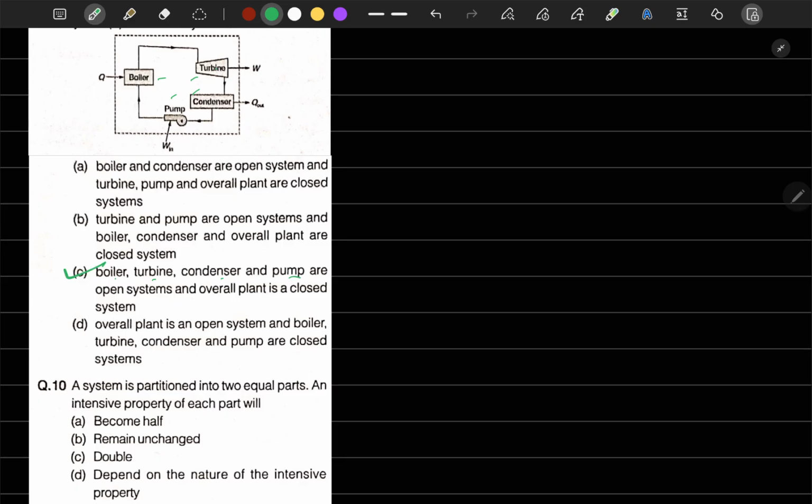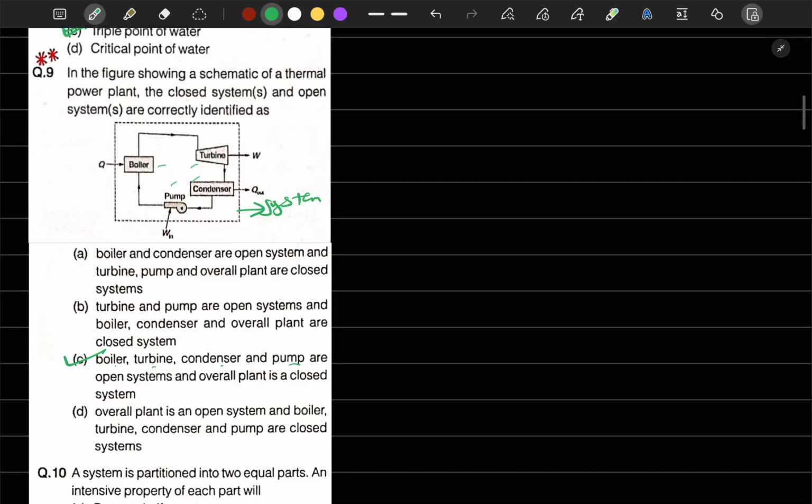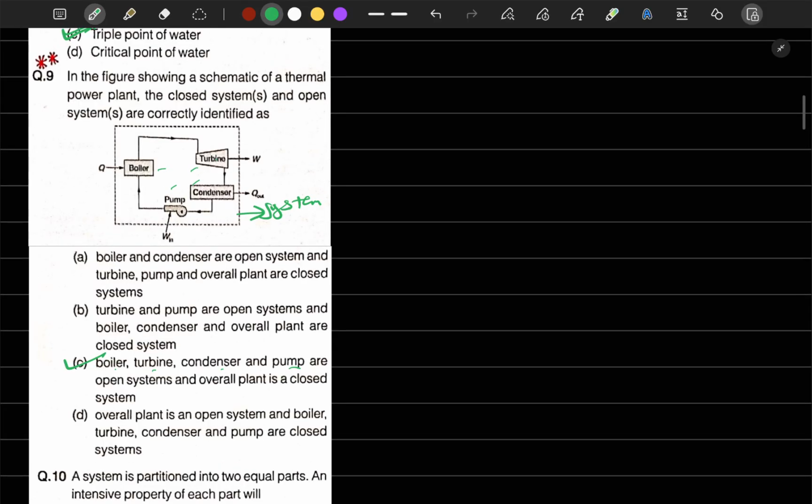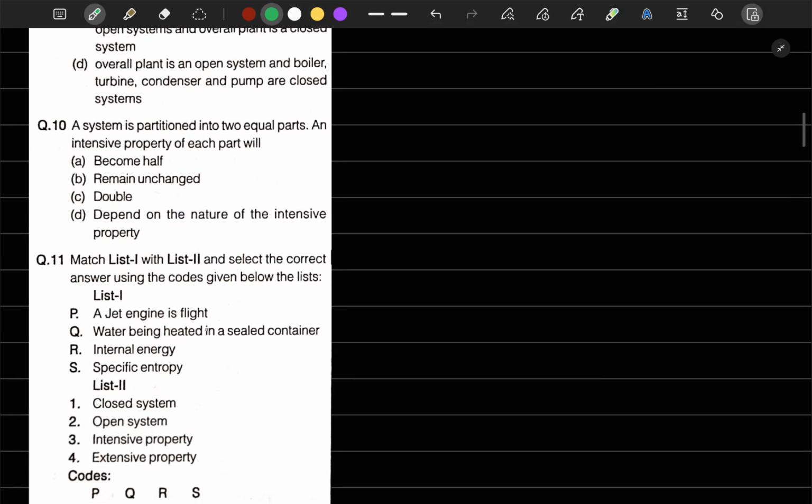Yeah, absolutely true. If we consider the overall plant, then let's say this is the system boundary. Okay, this is the system. So there is no flow across the system boundary. So this complete overall plant will be a closed system. So option C will be correct.